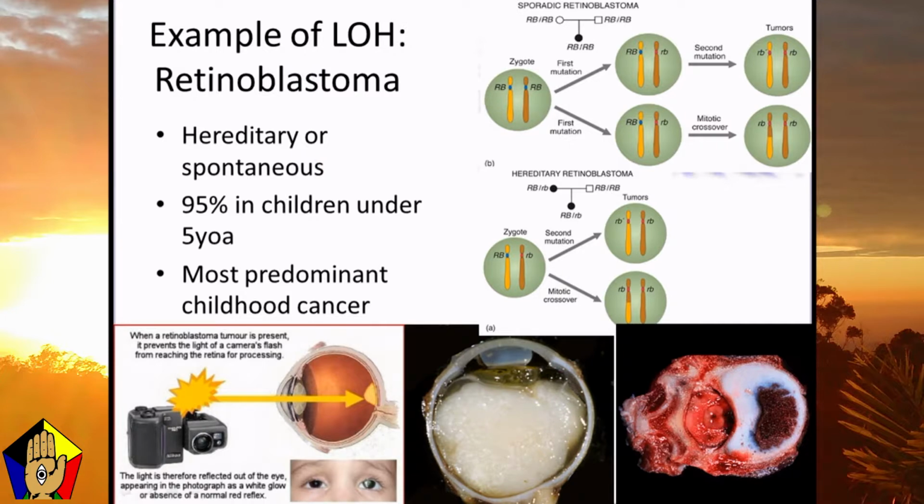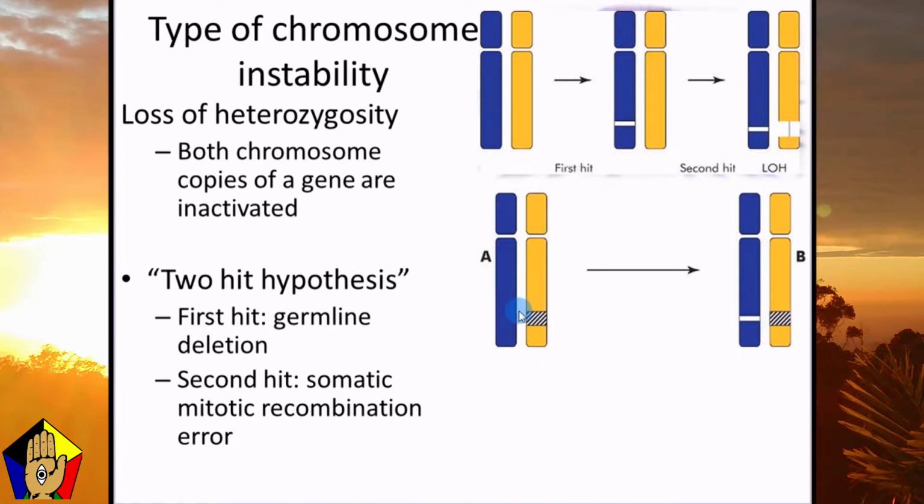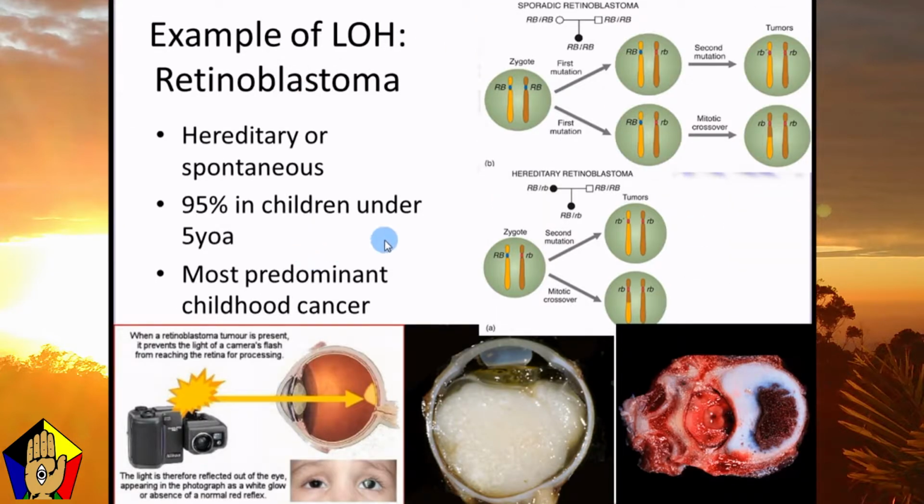I'll go back to that other slide real quick. What if mom and dad gave you good genes, but epigenetics shut one off, and then suddenly a mutation shut the other one off? It had nothing to do with passing down from mom or dad. This was all spontaneous. It was all in you, in your somatic genes, right? And then this is the most predominant childhood cancer. So you see it a lot.